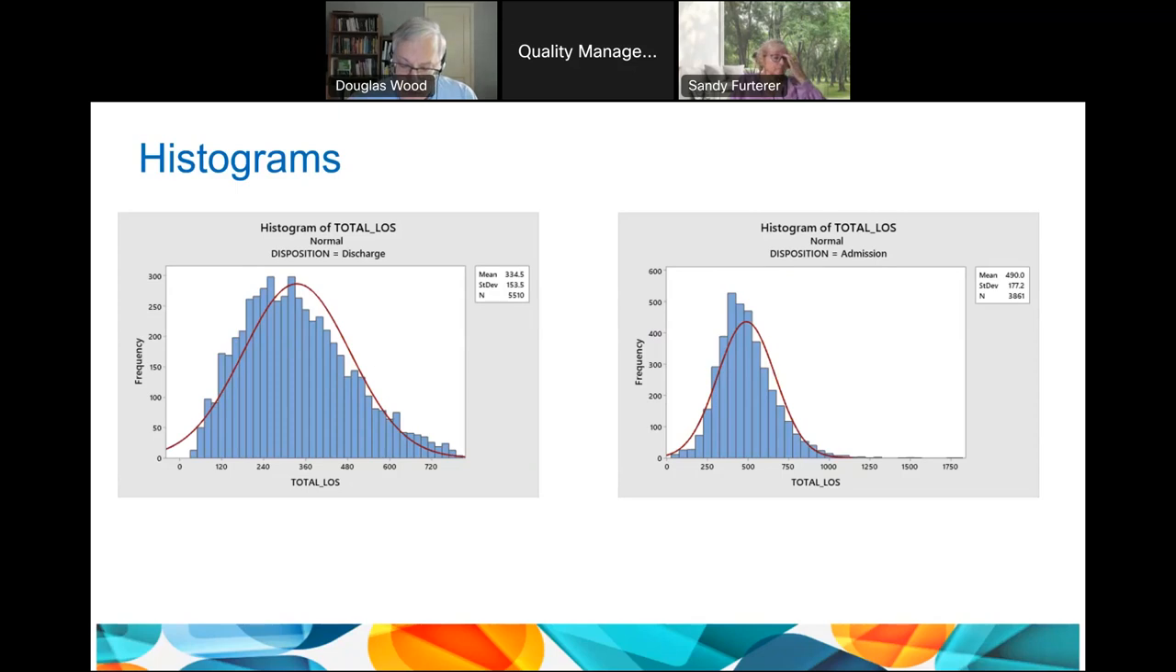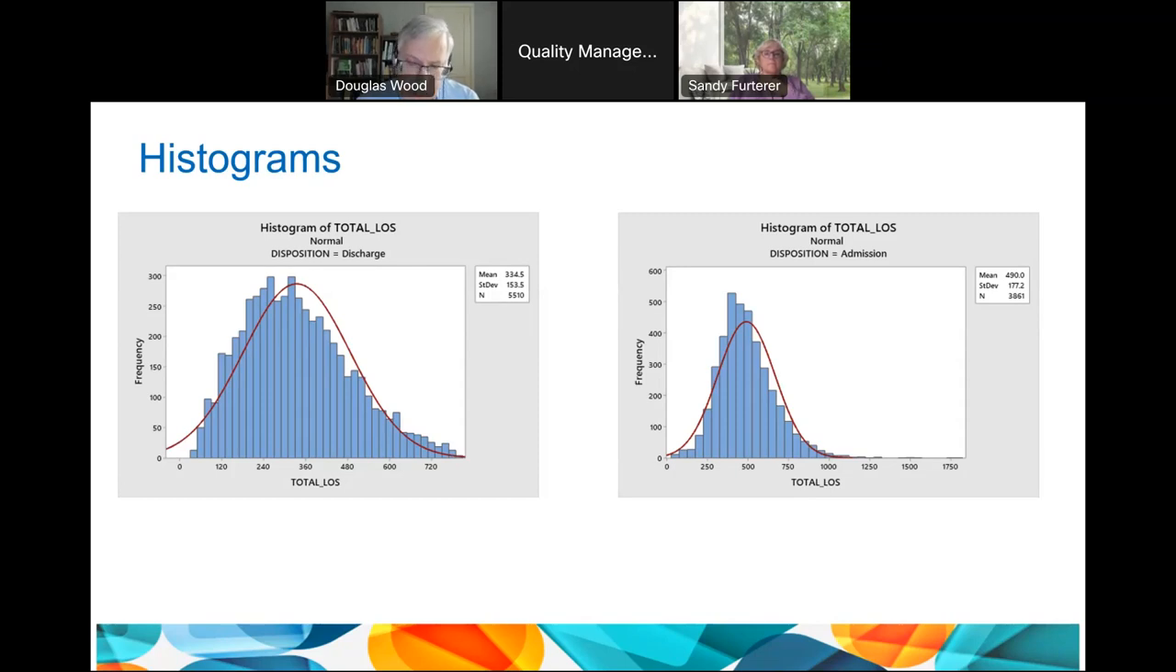On these two charts, the red lines are created by the software. In this case, it's Minitab. Minitab generated these plots of what a normal curve might look like. Now, this allows you to see, does this data fit a normal distribution? We can do a lot with a normal distribution, but if the data does not fit that curve, then we need to do some other things which are beyond the scope of this talk. Now, these two distributions are approximately normal.